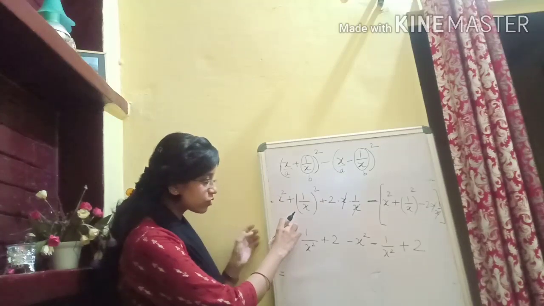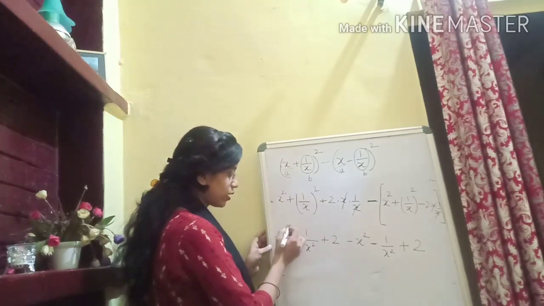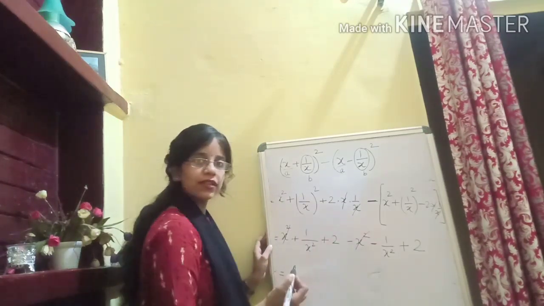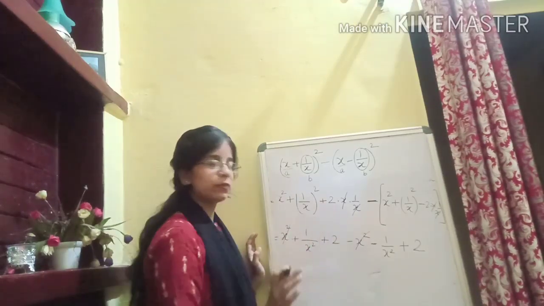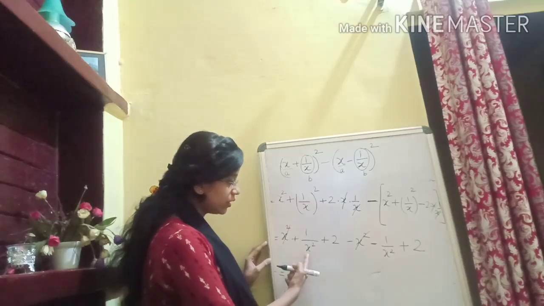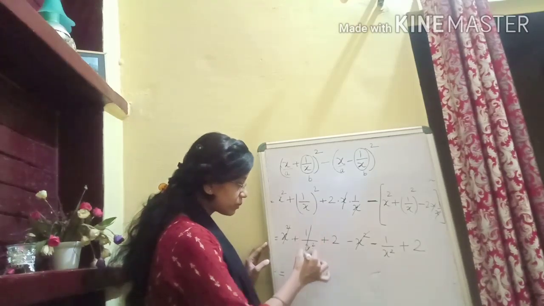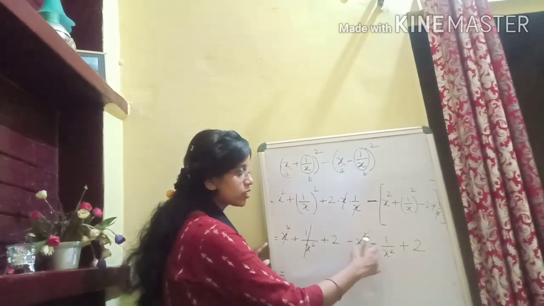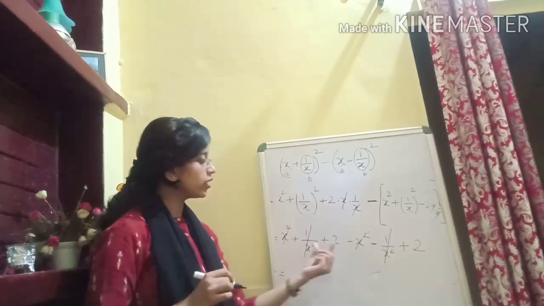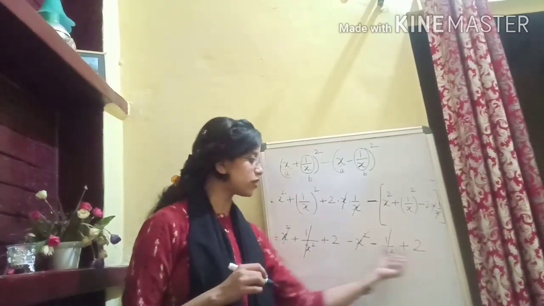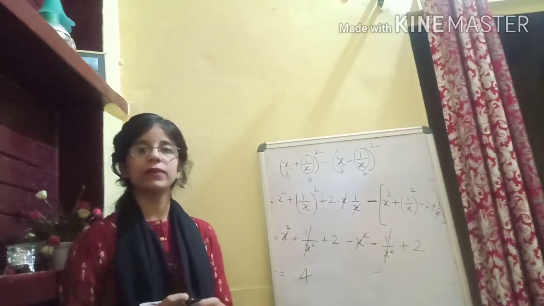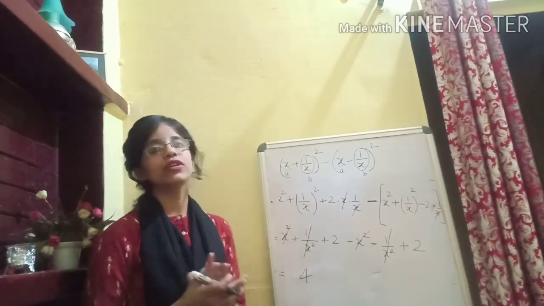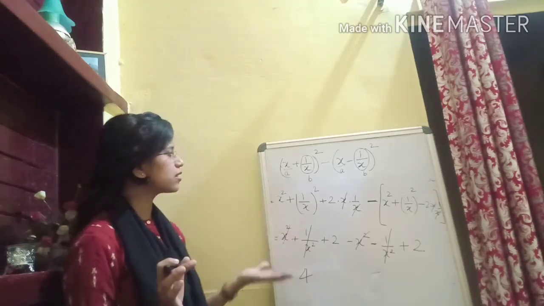Now we just have to simplify. This is plus x² and this is minus x². Can we cancel them? Plus minus? So x² minus x² will be 0. Similarly here 1/x² is with plus sign, 1/x² is with minus sign, cancel. Here we are left with plus 2 and plus 2. We know that we have to add them. So plus 2 plus 2 will become 4. This is how we are going to simplify. So there is nothing much to do.